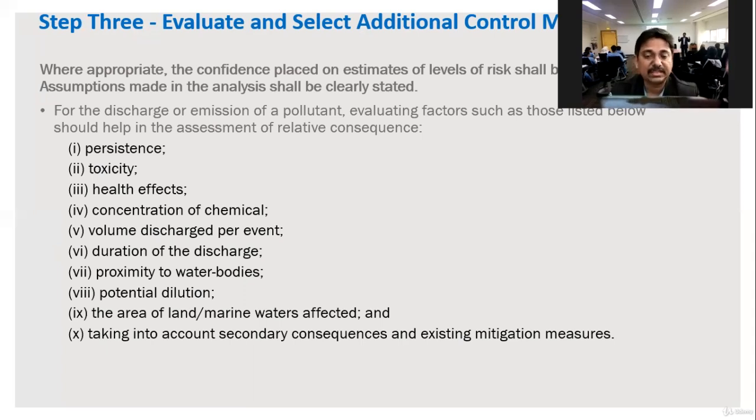Proximity to water bodies is an environmental factor. If it goes to the water bodies, it will pollute them for all the animals and humans, and other water bodies if they are polluted. Potential dilution, the area of land and marine waters affected, taking into account secondary consequences and existing mitigation measures.